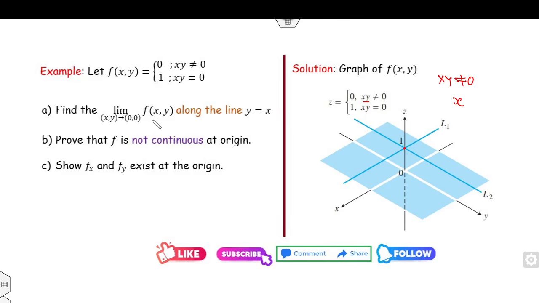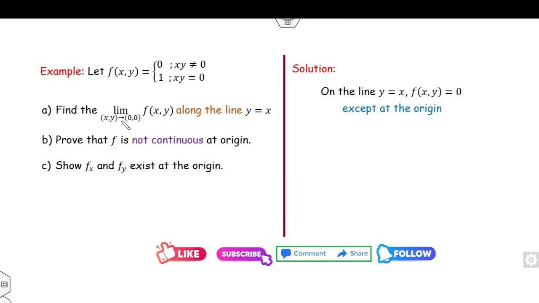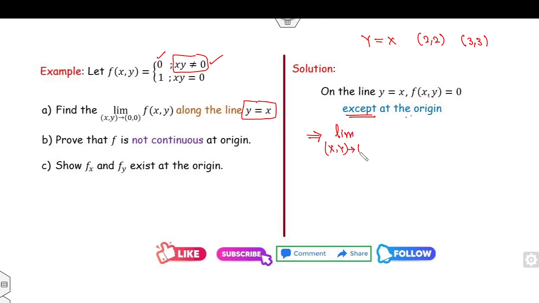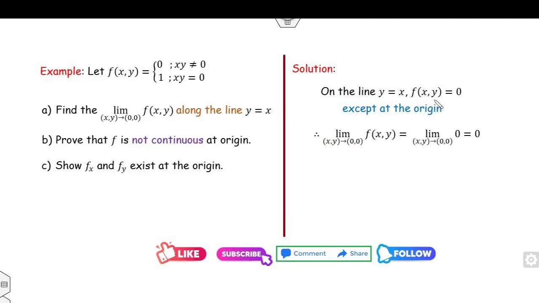Now, can you find the limit of this function as (x, y) approaches (0, 0)? Clearly, along the line y is equal to x, what is the value of f(x, y)? It is 0 except at the origin. Because on the line y is equal to x, say (2, 2), it satisfies this property except at the origin. Similarly, at the point (3, 3), the function value is 0. Once the function is 0, the limit of this function is 0.